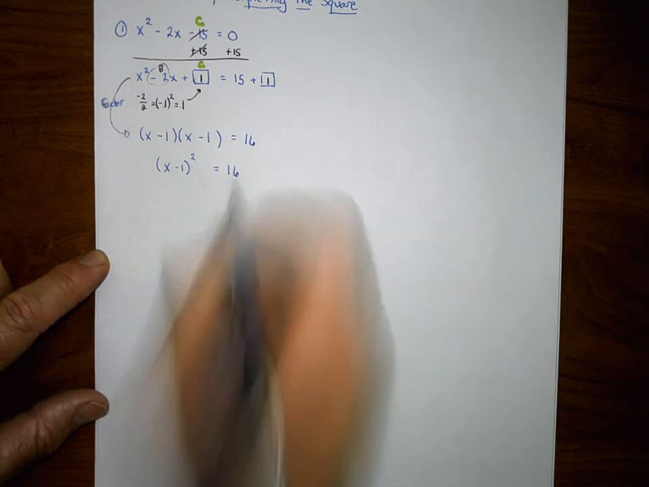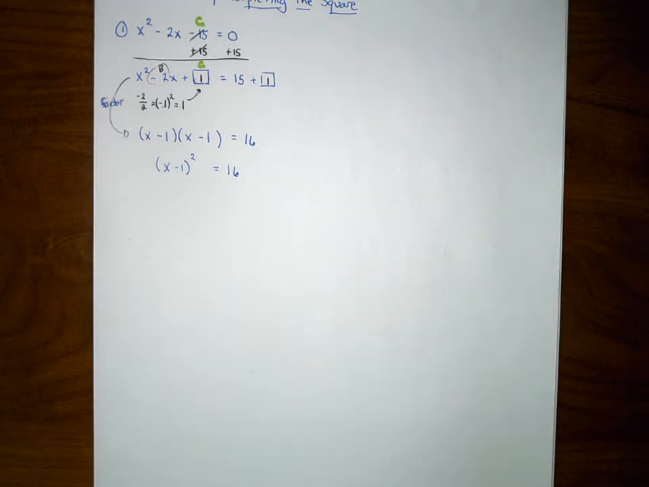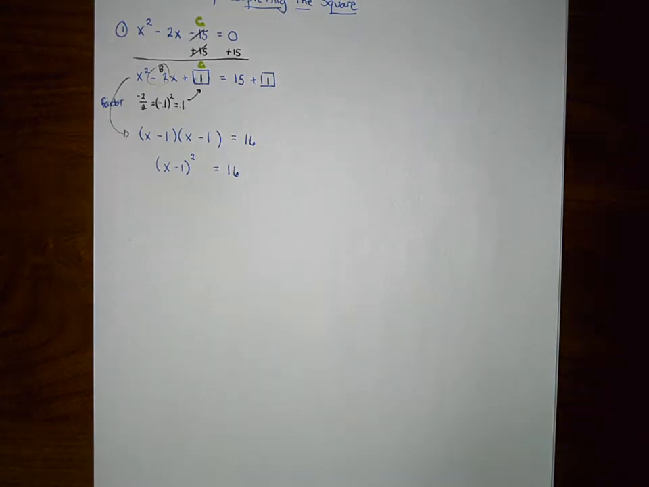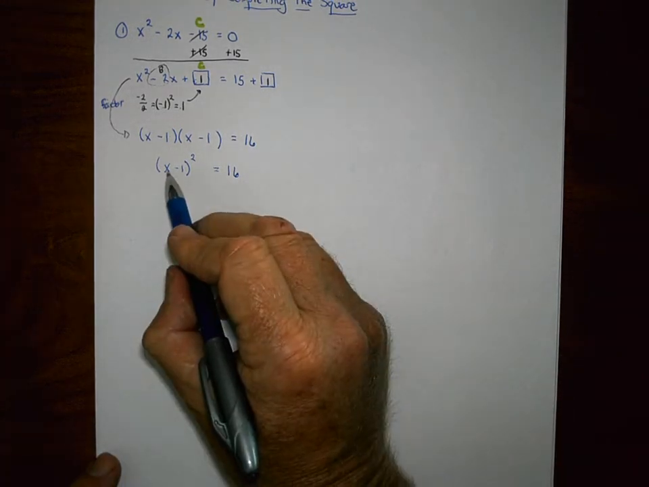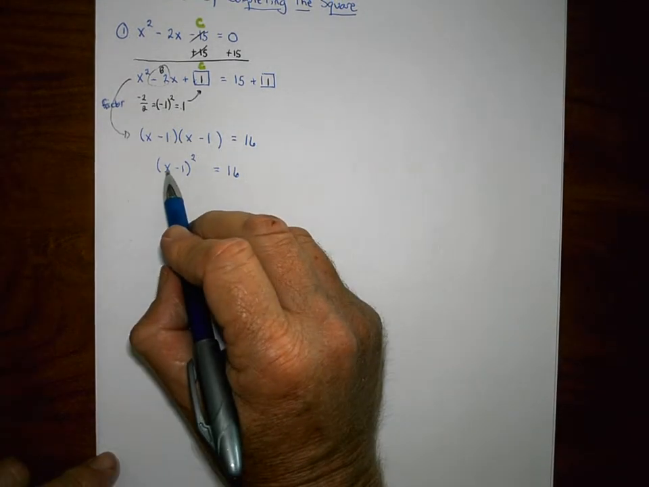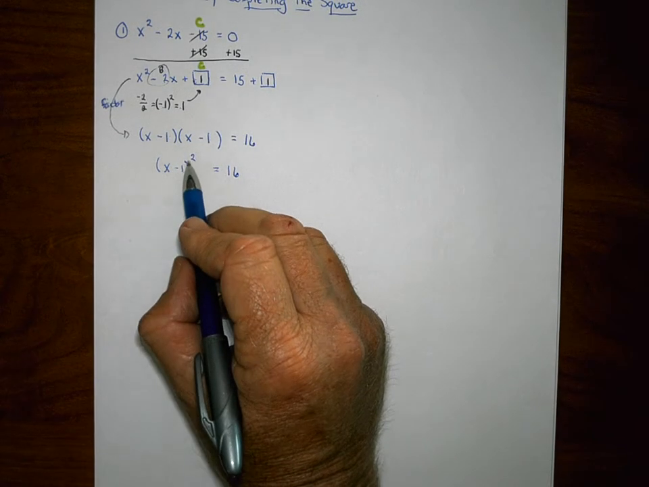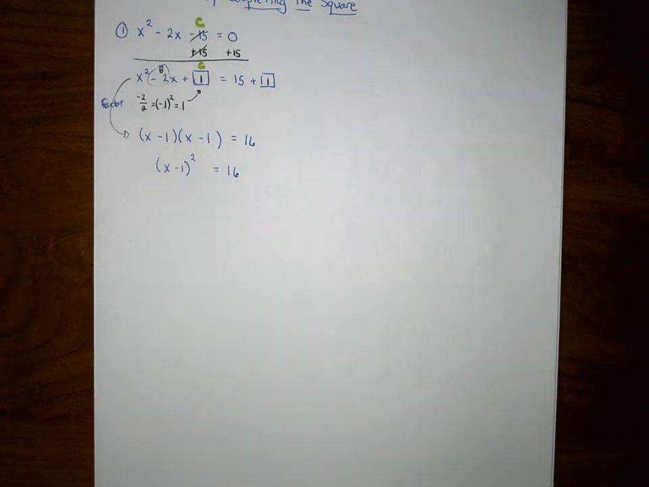Okay? So I have not solved my equation yet. Remember, we're solving for x in these equations. So I haven't solved it yet. So what I have to do is, to solve for x, I'm going to have to isolate the x. Okay? So how do I isolate the x? Well, I have to get rid of the 2.